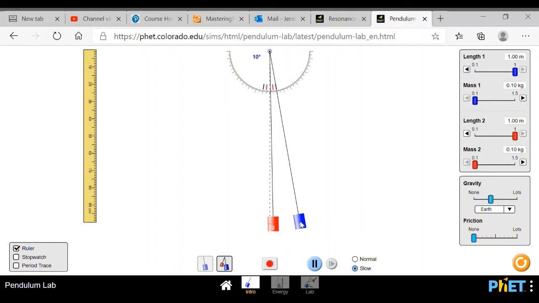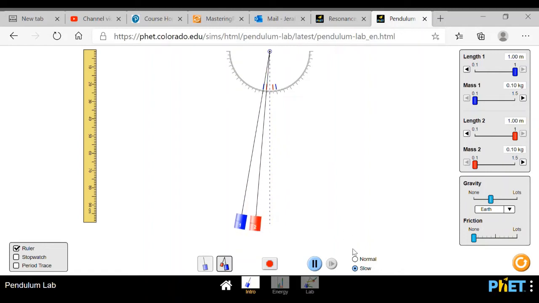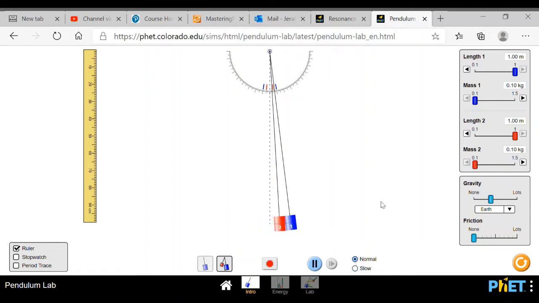Now I'm going to grab the blue one and move it over 10 degrees, so it has twice as much amplitude, and I'm going to let it go right when the red one is over all the way on the right. So let me go to normal speed now, and let's watch these two pendulums swing back and forth.